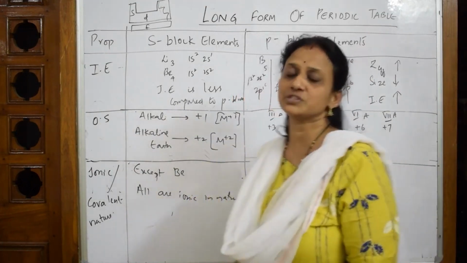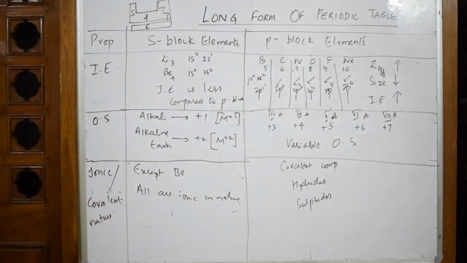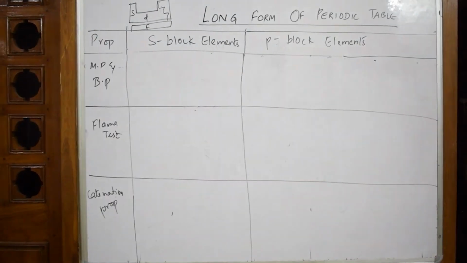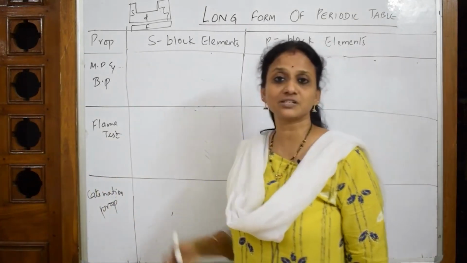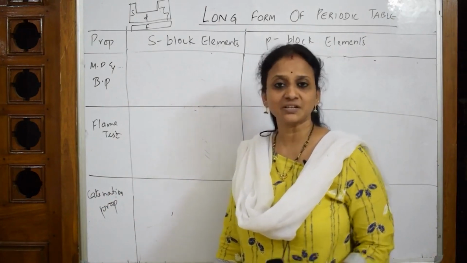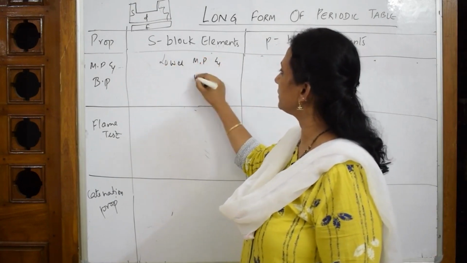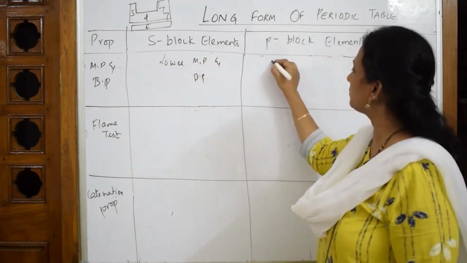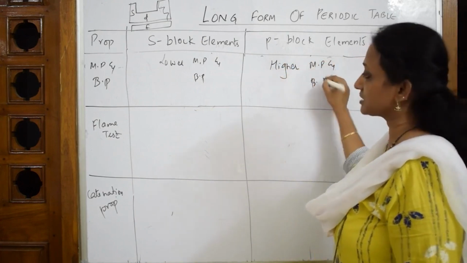So let's come back and see some more differences between S block and P block. Now let's see the next property. Till now we've learned different properties, right? Melting and boiling point. When I speak about melting and boiling point, the size is smaller, isn't it? So it is lower melting point and boiling point. Compared to that, P block obviously has a higher melting point and boiling point.